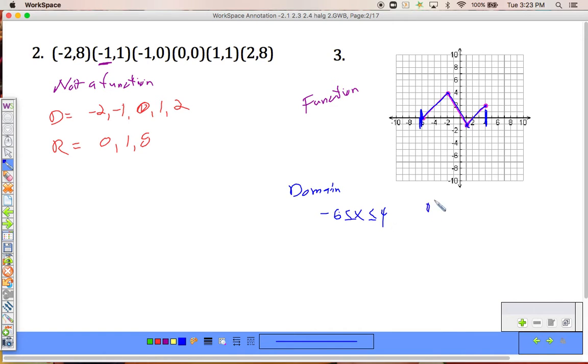For my range, I'm going to look at my y values. My lowest y value is at -1. My highest y value is at 4. So for my range, I'm going to go from -1 is less than or equal to y, because I'm talking range, less than or equal to 4. These say my y is between -1 and 4. My x is between -6 and 4. And because they're endpoints, I want to make them equal to. So we have to look at the graph and decide where our domain is, like where it starts and where it stops.